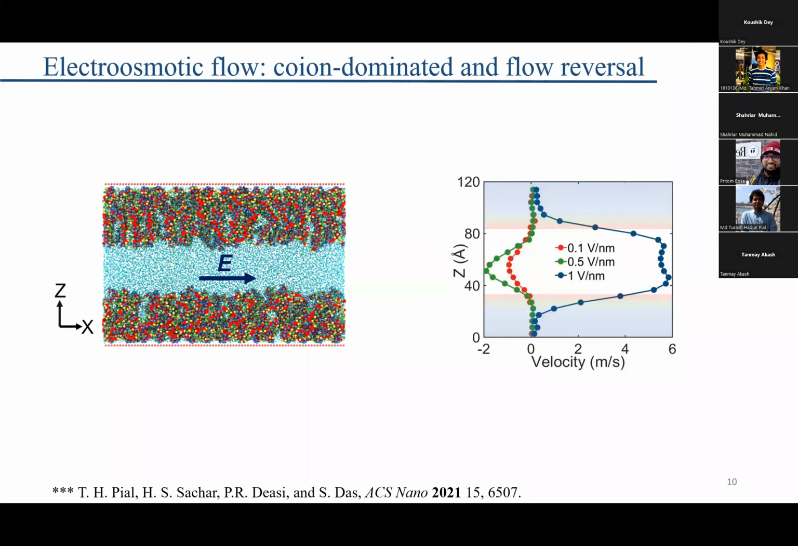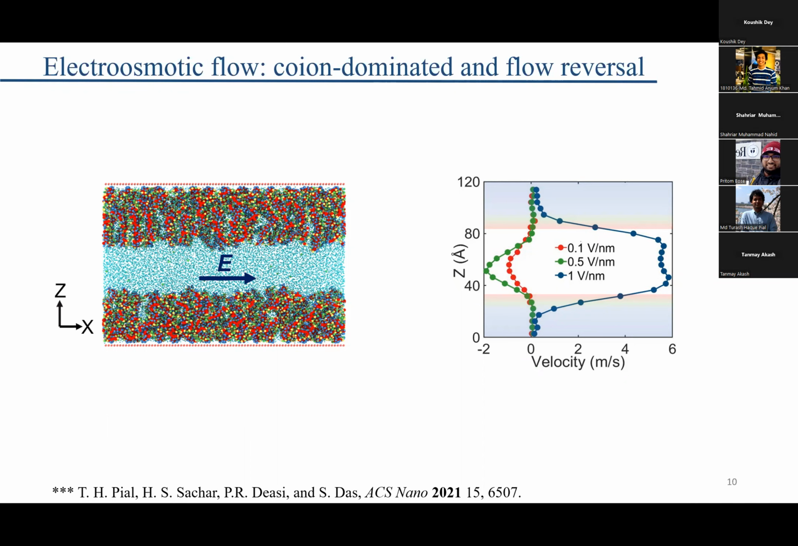I actually have a small question. This flow reversal is all dominated by the amount of co-ion or counter-ion in the bulk, right? When it flowed in the negative direction, it was co-ion dominated, but with a high enough electric field, it's counter-ion dominated and it's reversed, right?